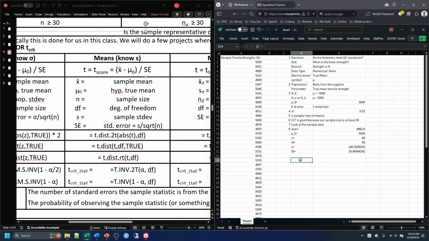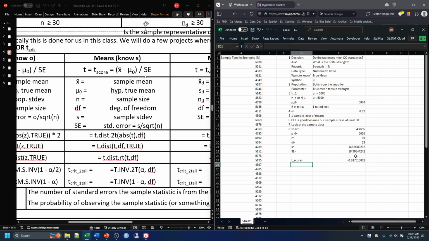So now I can say that, okay, my t-score is going to be equal to my parentheses. Do not forget your parentheses or you will not do the calculation correctly. We need to do x bar minus our mu naught divided by our standard error. You can hit enter. There's my t-score.